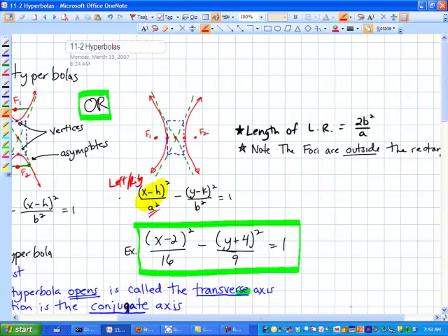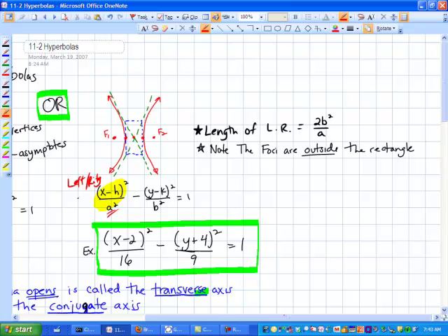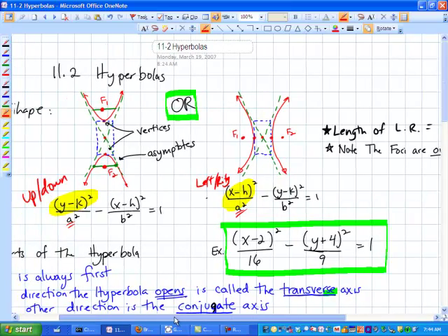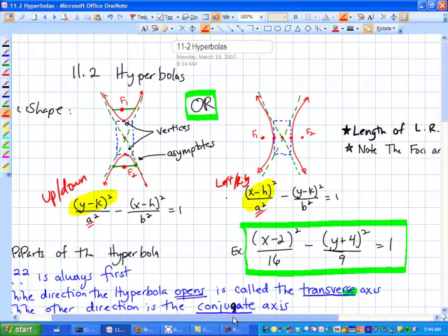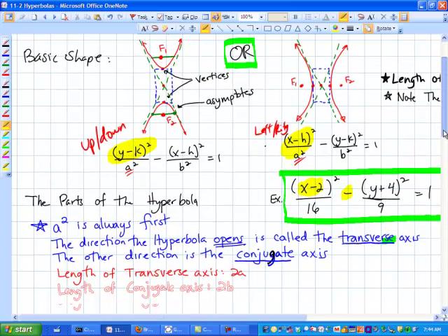We'll come back to this concept right here, the length of the LR, which we haven't talked about yet. Also, I already mentioned in the dynamic geometry sketch that the foci are outside the rectangle, but they're inside the conic section itself. So we're going to work on this particular conic section right here, the one highlighted in green, which I can tell is a hyperbola because it's got the subtraction sign there. And because the x comes first, this must be a horizontal hyperbola.